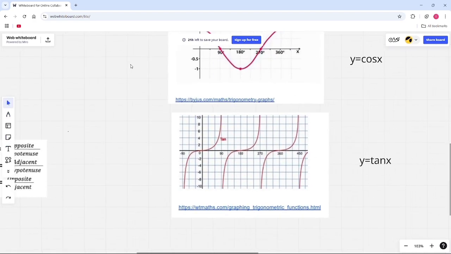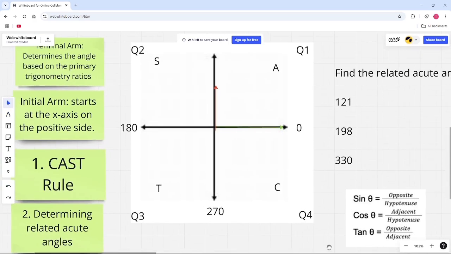Now let's go to tan x. From 90 to 180, we can see that the function is below the x-axis. That means its outputs will be negative. Now that's just proving it to you in two different ways. Let's go on to the other quadrants.